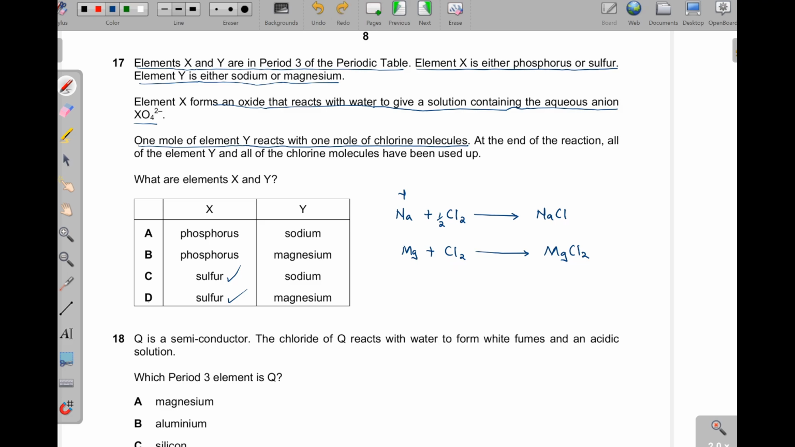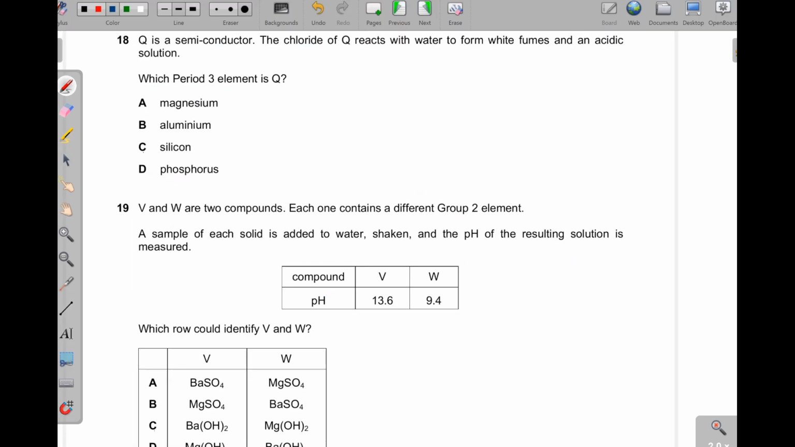Now, when you come to this one here, they are saying 1 mole of element Y reacts with 1 mole of chlorine molecules. At the end of the reaction, don't you think this one is supposed to be magnesium? Let's continue. At the end of the reaction, all of the element Y and all of the chlorine molecules have been used up. This is magnesium, because this one is a half, 1 to a half. This is 1 to 1, don't you see? So meaning our answer is going to be this one here. So we have D.